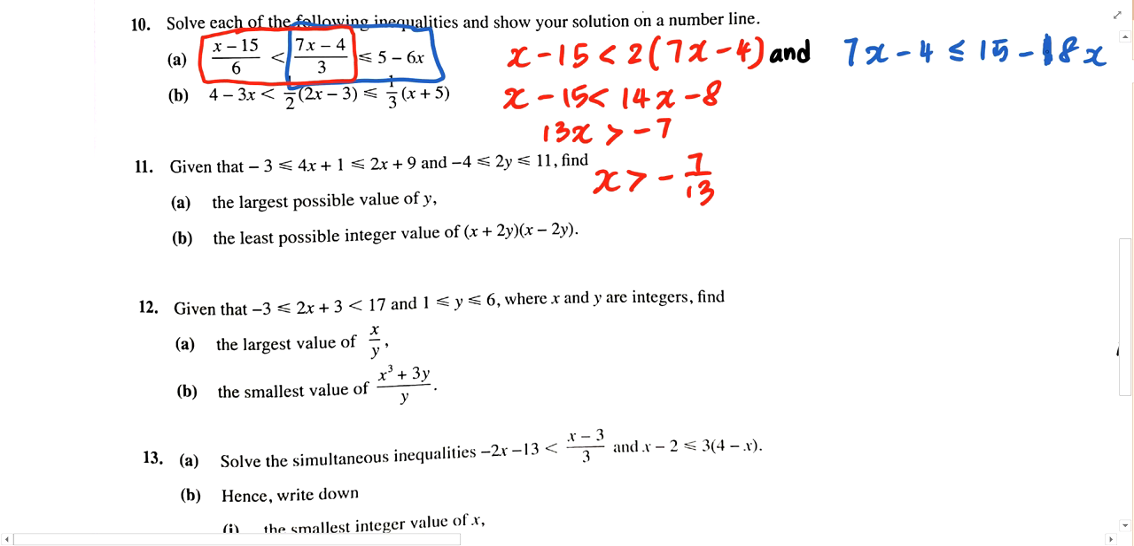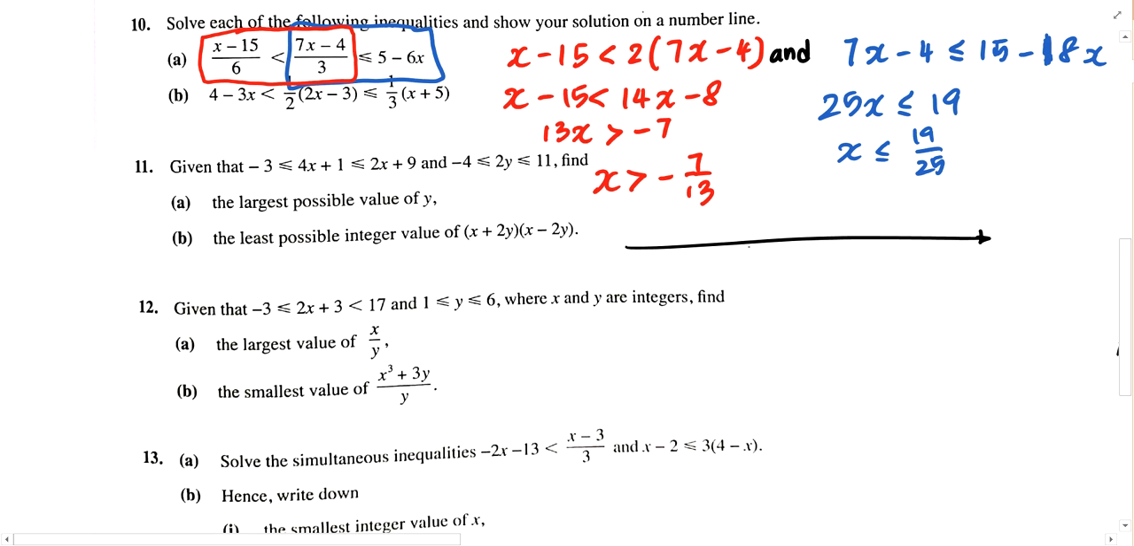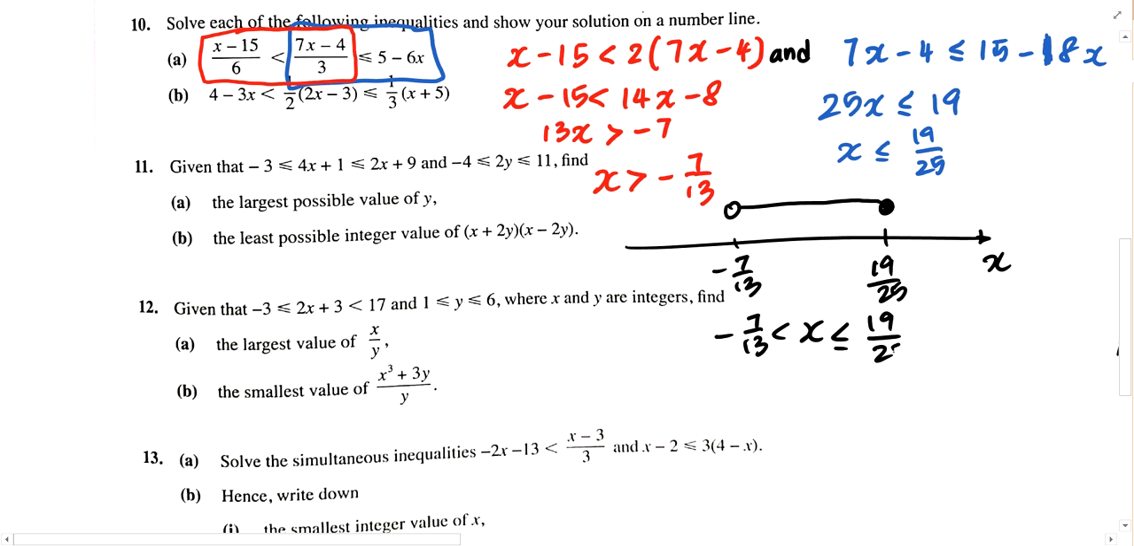Again, we try to make x the subject by adding 18x on both sides. So we get 25x less than or equal to 19, x less than or equal to 19 over 25. So now we have to combine both of them together in our number line to find out our range. So -7 over 13 on the left, 19 over 25 on the right. We are including this value, we are excluding this value. So x ranges from -7 over 13 until 19 over 25.